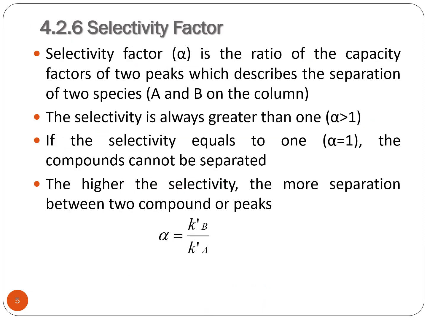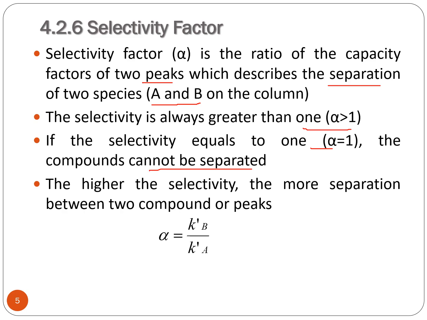Okay, the selectivity factor is the ratio of the capacity factors of two peaks, and this describes the separation between the two components, for example component A and component B. Okay, selectivity is always greater than 1. If the selectivity equals 1, the compounds cannot be separated. The higher the selectivity, the greater the separation between the two compounds.